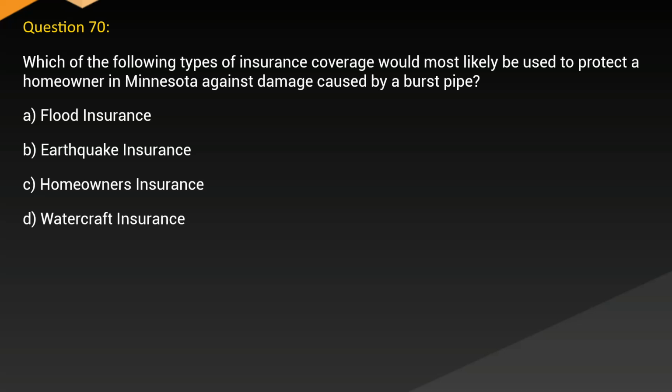Question 70. Which of the following types of insurance coverage would most likely be used to protect a homeowner in Minnesota against damage caused by a burst pipe? A. Flood insurance. B. Earthquake insurance. C. Homeowners insurance. D. Watercraft insurance.